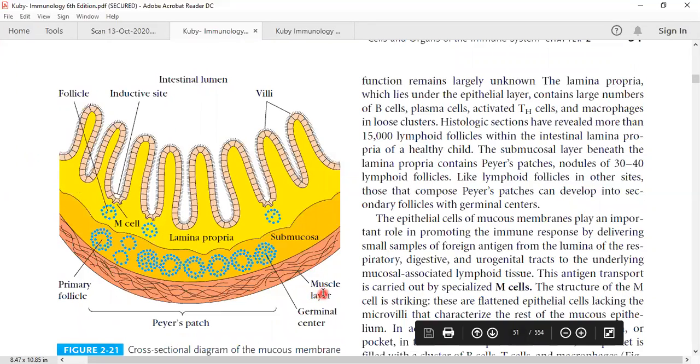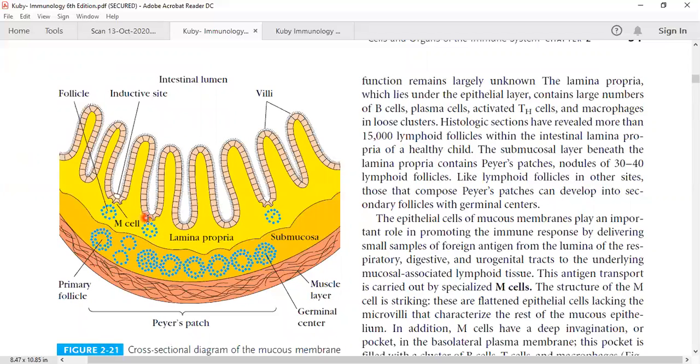The names are written: muscle layer, germinal center, and obviously the secondary follicle, submucosa, lamina propria region. And this is the lumen of our digestive system. Whatever we eat will be absorbed by these cells, right? These have small microvilli-like structures which help in digestion.